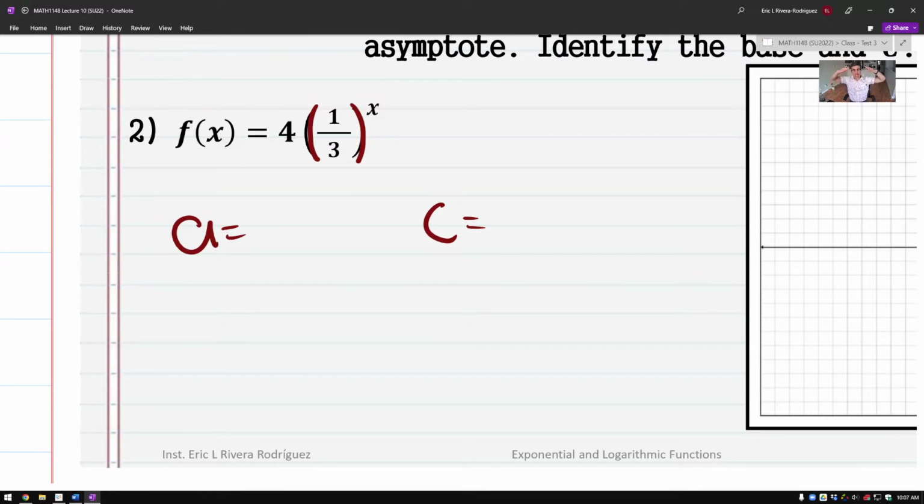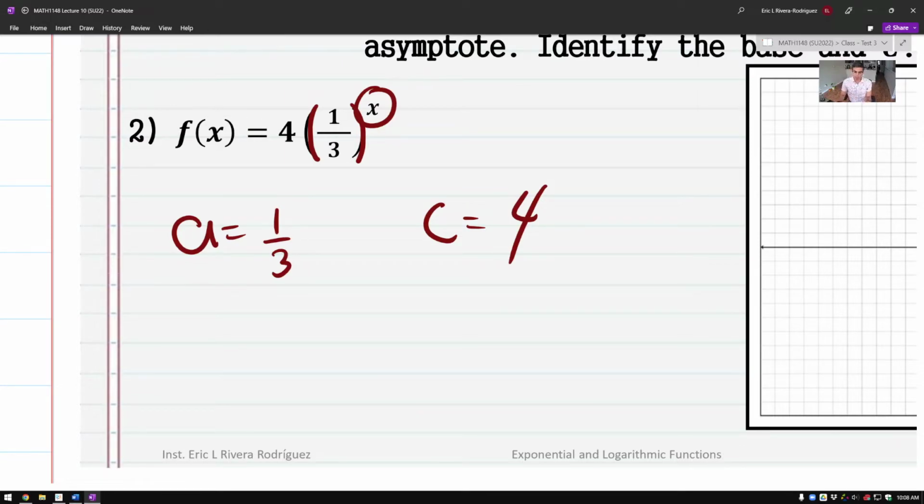When we have parentheses and on top of those parentheses we have the exponent, that is pointing out that is the value of the base. The base is 1/3. And then that 4 that is outside the parentheses is the value of C, the constant value. Okay? Again, Timothy, I like what you're saying, but I don't want you to complicate yourself. We are seeing a parenthesis, and that parenthesis contains an exponent. That's the base. Anything else is going to be part of the value of C.